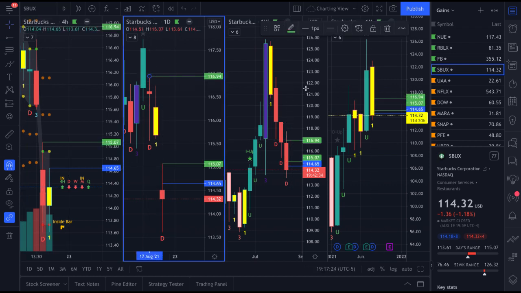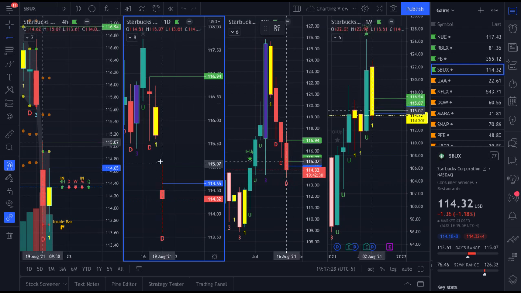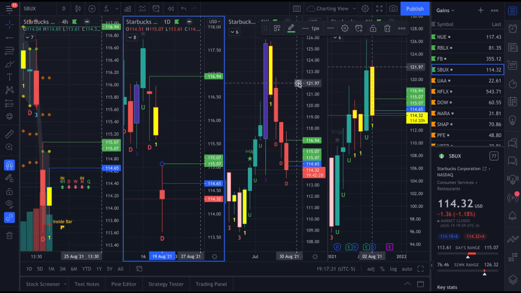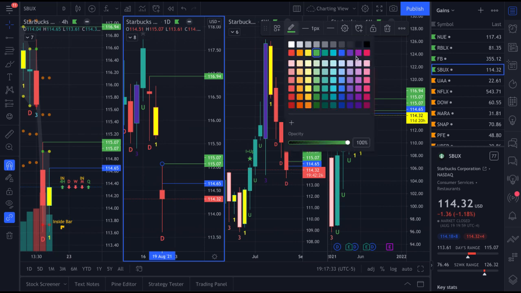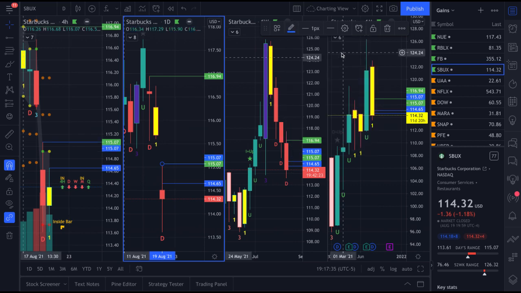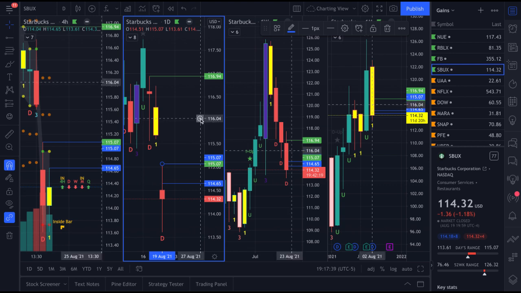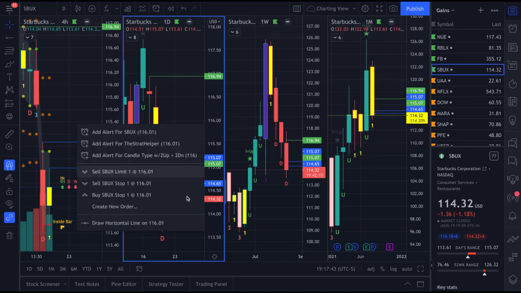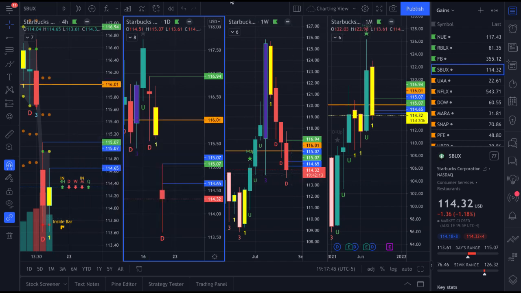So target's going to be 116.94, and the daily rev strat entry would be an add if you're in this. So we'll mark that as blue as well. And then in terms of contracts, I'm thinking 116. But let's go ahead and see what SBUX has to offer.